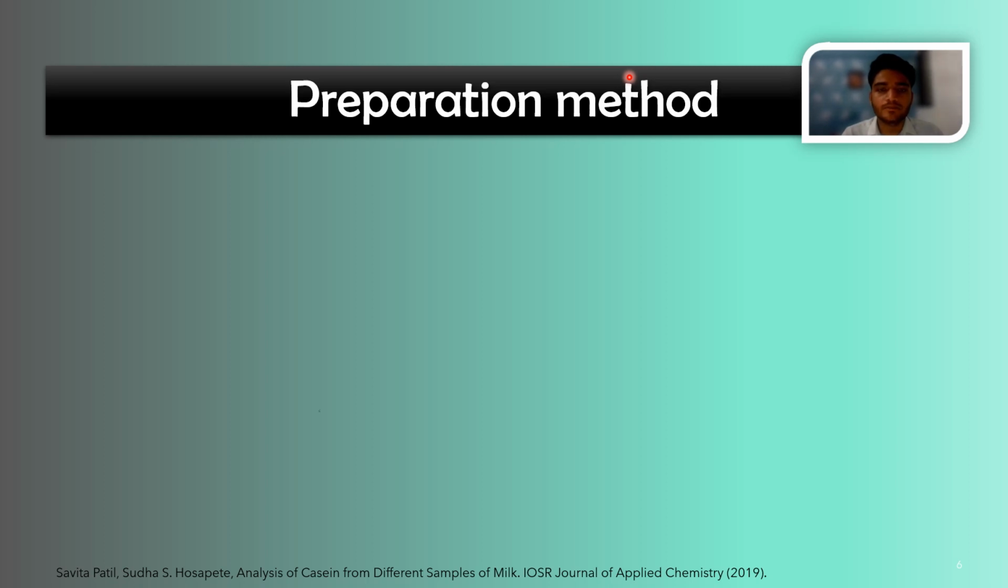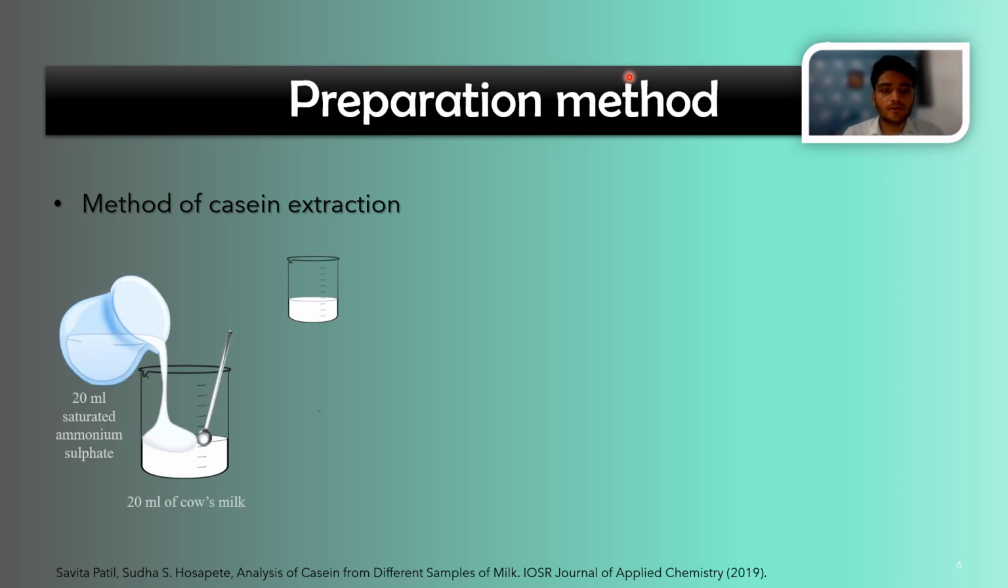Preparation method of casein. Method of casein extraction. Here we have taken 20 ml of cow milk and added 20 ml saturated ammonium sulfate with continuous stirring. Due to the continuous stirring, the casein and fat precipitate out. In the next step we filter it out. The residue which we obtained contains fat and casein.